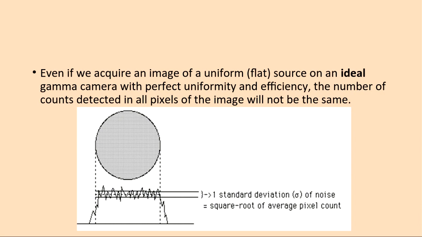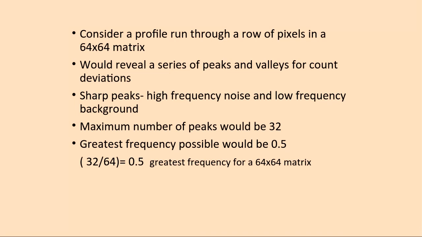It's an ideal, uniform and perfectly efficient source. However, in reality, the number of counts coming off of that flat uniform source are not perfectly equal. There are highs and there are lows in this line profile. And that is because no matter what you do with this row of pixels acquiring activity, you are always going to have high frequency noise and low frequency background. So you are going to have these sharp peaks no matter what.